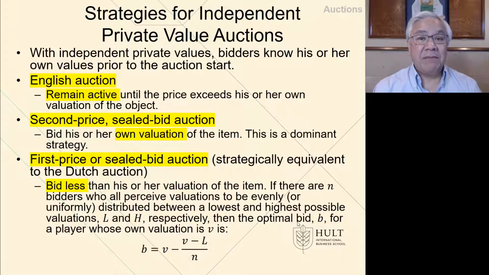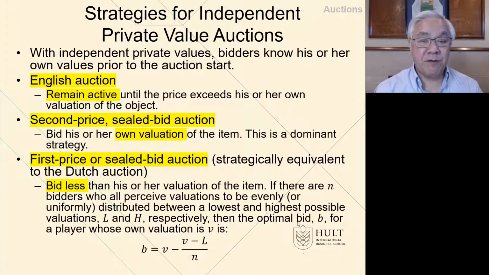If there are N bidders participating, and they all have perceived values that are evenly distributed from high to low, then the optimal bid, B, follows this formula. You take your own valuation, V, and you subtract from it (V minus L) divided by N, where L is the lowest and H is the highest value. What you see is as N goes up, in other words, more and more bidders, the second term gets closer and closer to zero. So you are eventually going to bid your own valuation anyway.